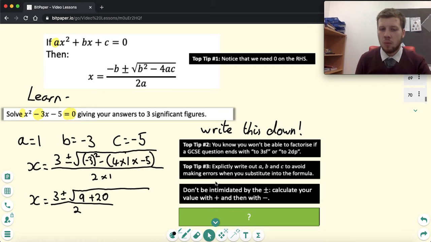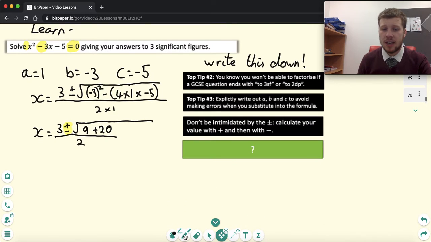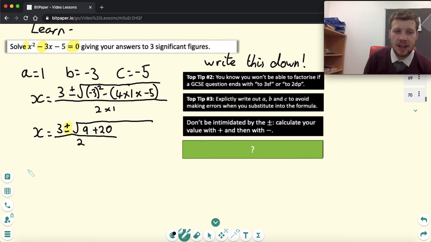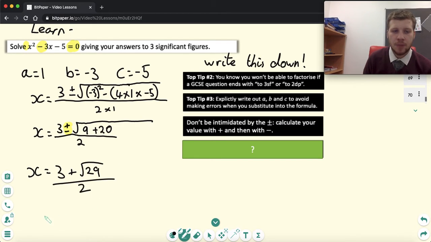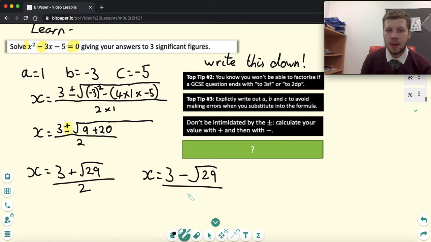And then what students are often confused with is this idea of plus or minus, but all I'm going to do is just rewrite this as two equations. I'm going to say that x is equal to 3 plus the square root of 29 over 2, and x is equal to 3 take away the square root of 29 over 2.